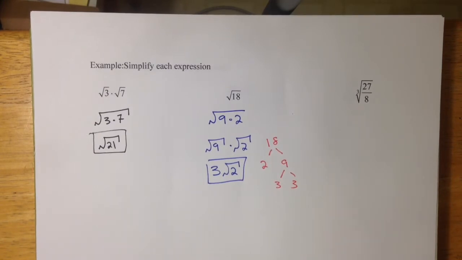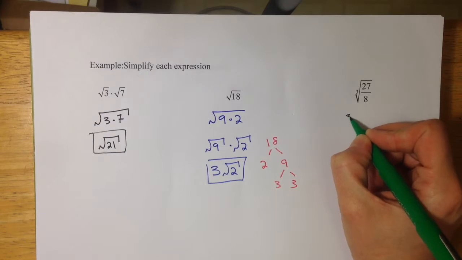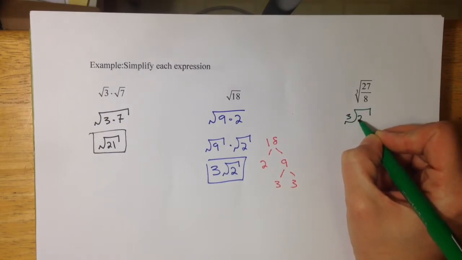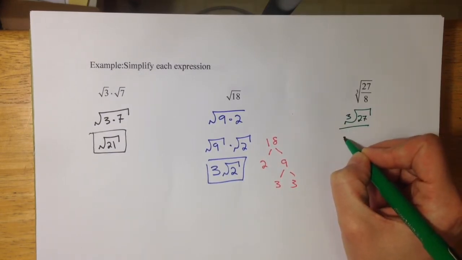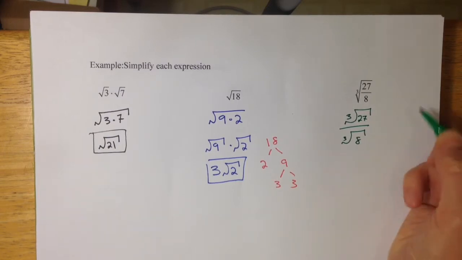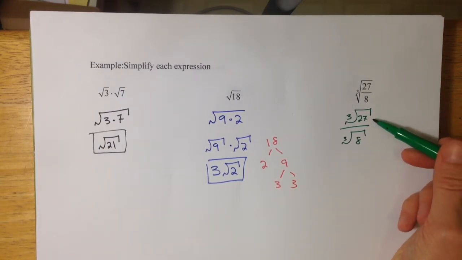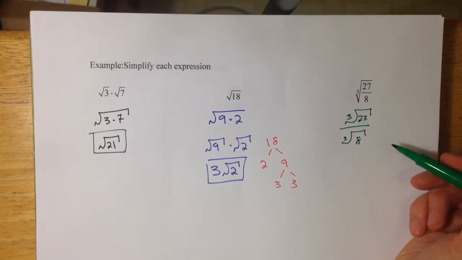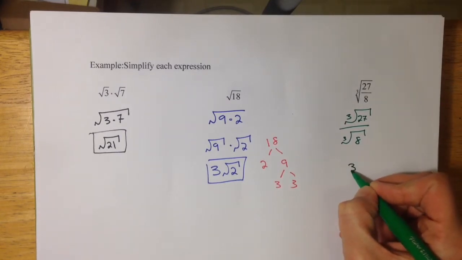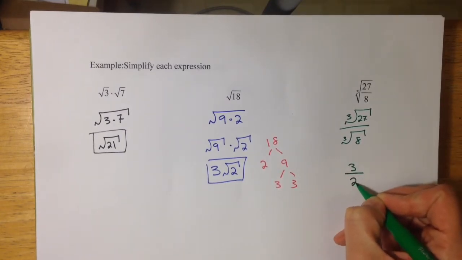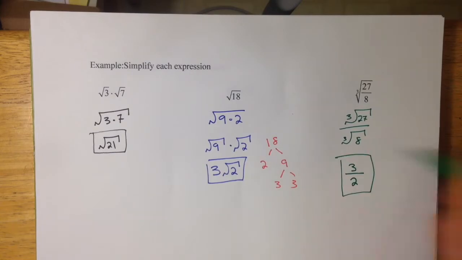My next example is the cube root of 27 over 8. This time I'm going to use the quotient rule to split this up into two radicals, the cube root of 27 over the cube root of 8. Now each of those is something that I know. The cube root of 27 is 3, and the cube root of 8 is 2. So it gives me a nice answer in the end.